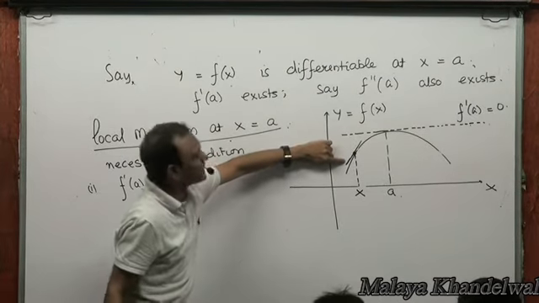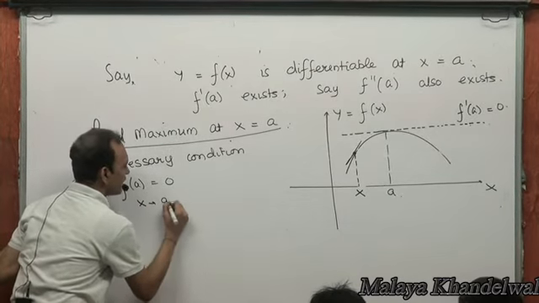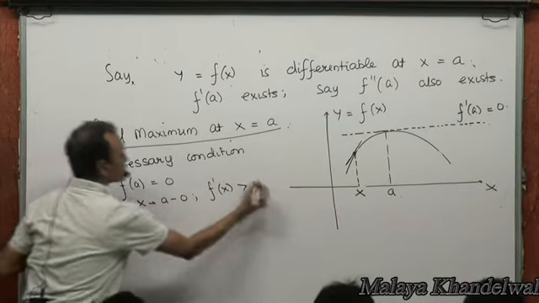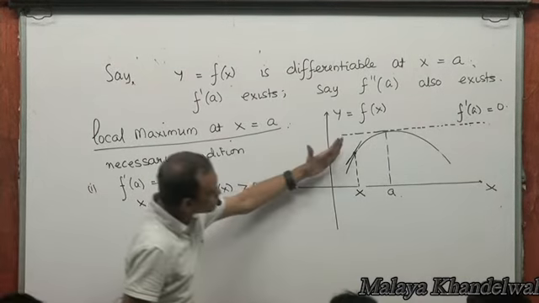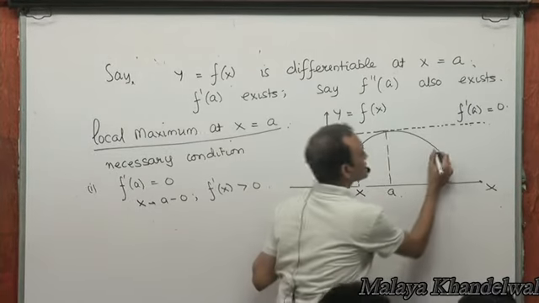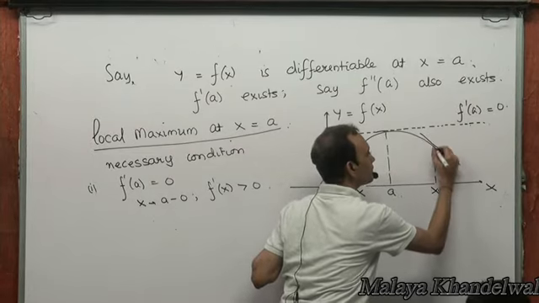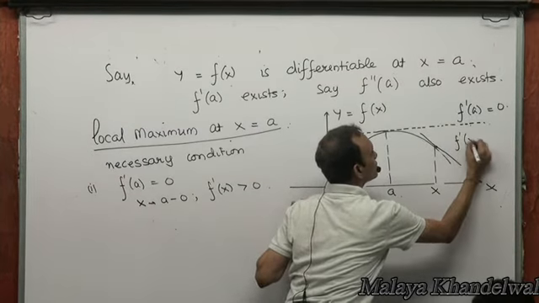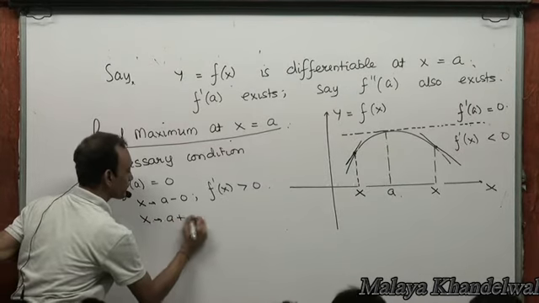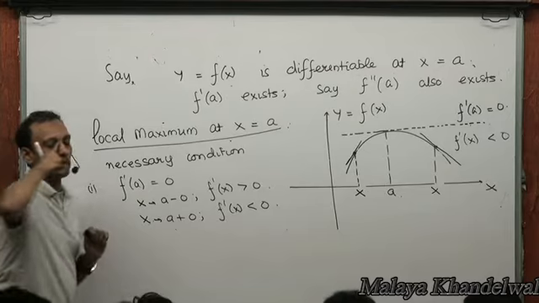Do you realize that f dash x is positive to the left of a? When x is slightly less than a, f dash x is positive, yes or no? The tangents to the left of a make an acute angle with the positive direction of the x-axis. Whereas, look at an x to the right of a. f dash x will be negative to the right of a. When x is slightly to the right of a, f dash x is negative. Yes or no?